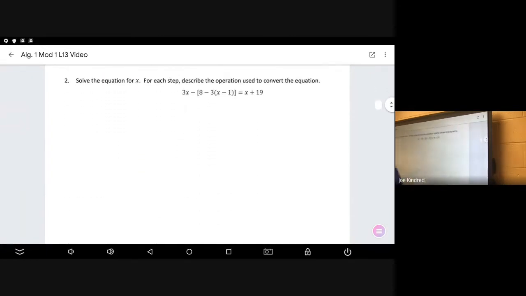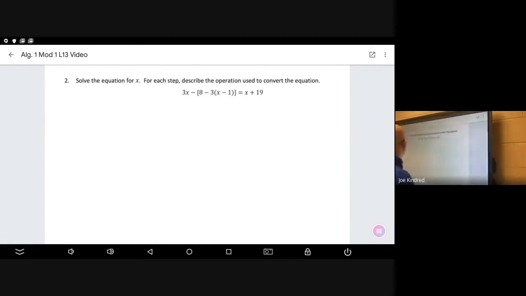In fact, we're going to solve 2, and I'm going to explain what I'm doing, and we should be able to write or abbreviate on the side. So let's start with number 2 here. This is from your book as well. Solve the equation for x. For each step, describe the operation used to convert the equation. I'm going to voice it, and then off to the side, write a little annotation.